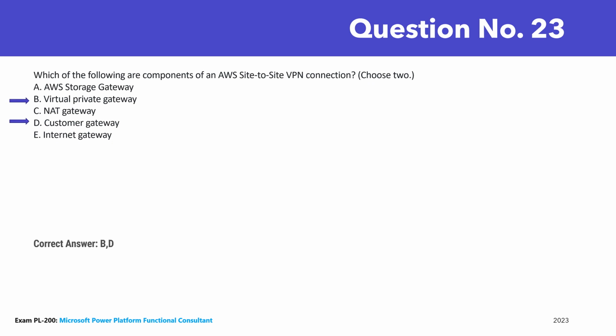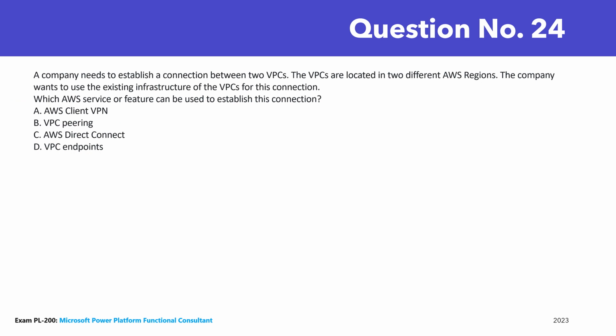A company needs to establish a connection between two VPCs. The VPCs are located in two different AWS Regions. The company wants to use the existing infrastructure of the VPCs for this connection. Which AWS service or feature can be used to establish this connection? A. AWS Client VPN. B. VPC peering. C. AWS Direct Connect. D. VPC endpoints. Correct answer, B.